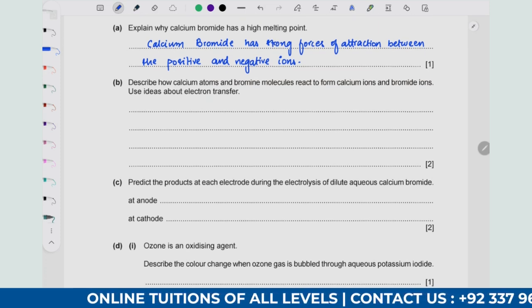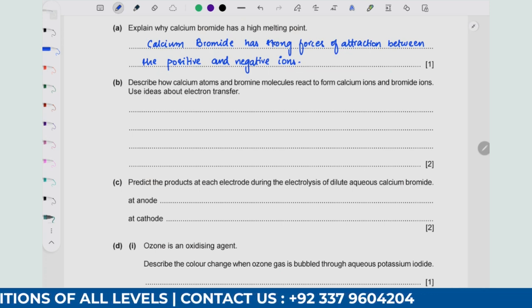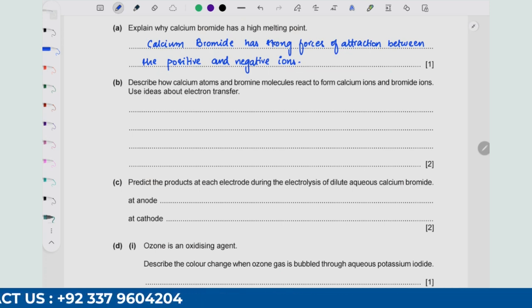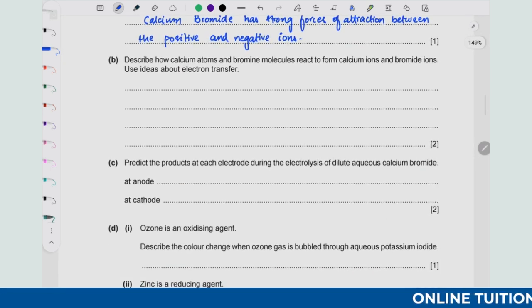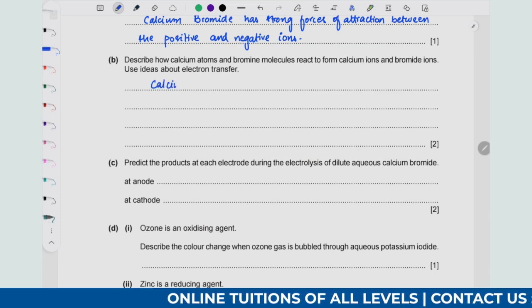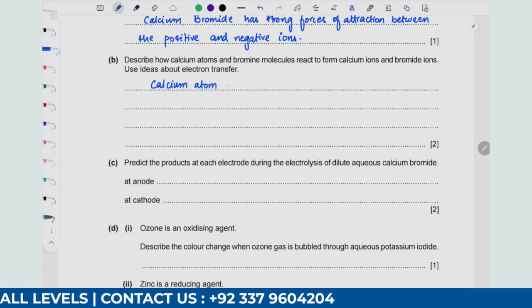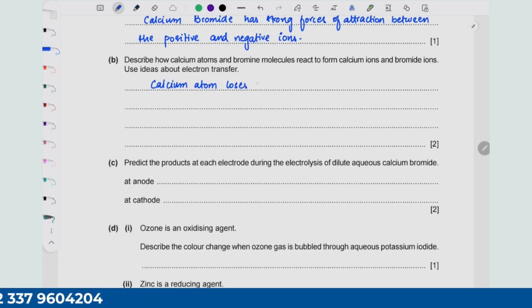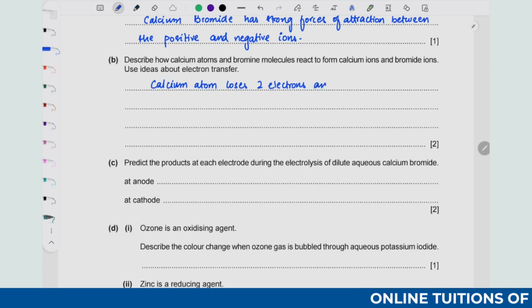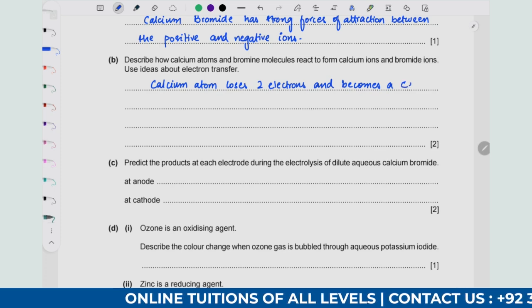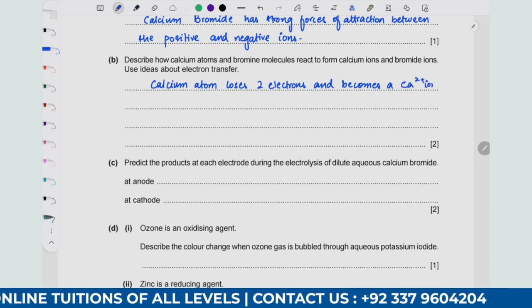Describe how calcium atoms and bromine molecules react to form calcium ions and bromide ions. Use ideas about electron transfer. So we know that calcium is a metal and bromine is a non-metal. So the calcium atom loses 2 electrons and becomes a calcium 2+ ion.